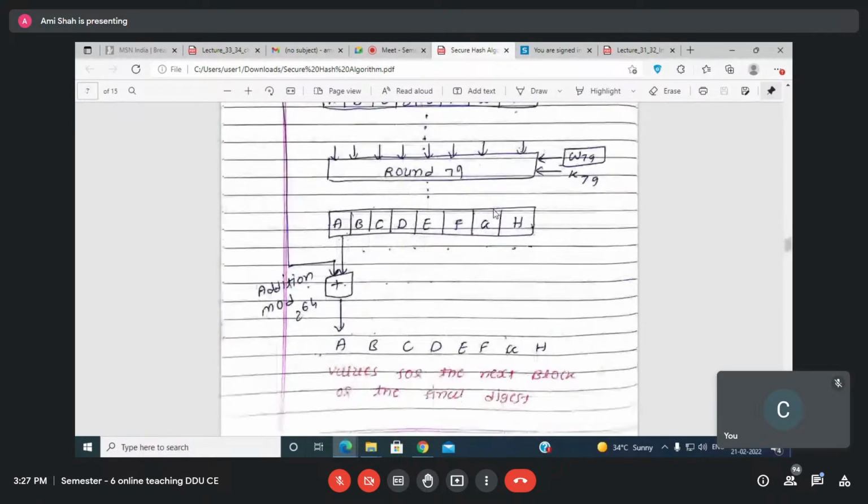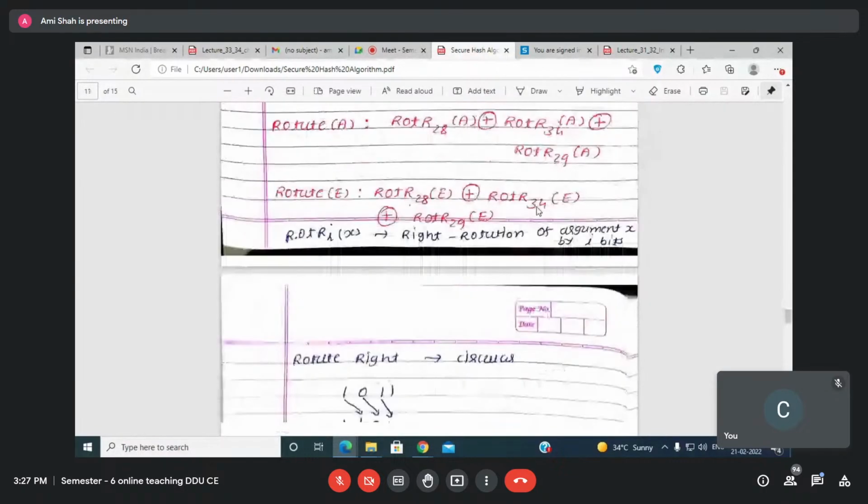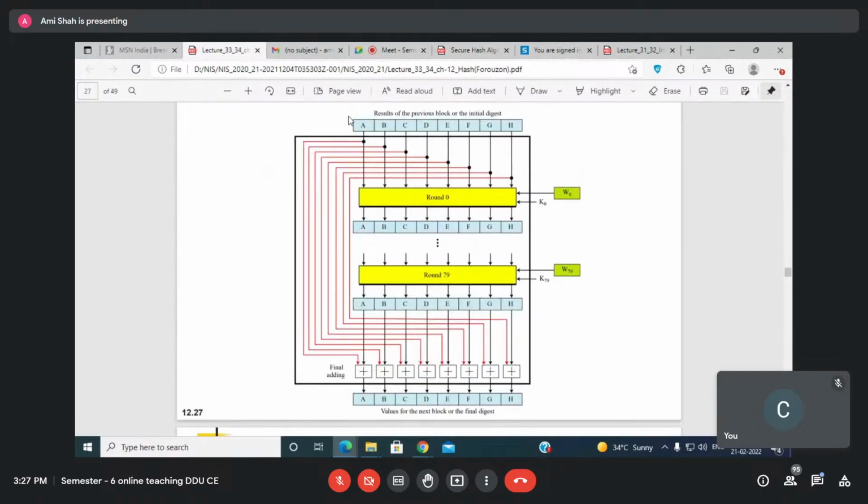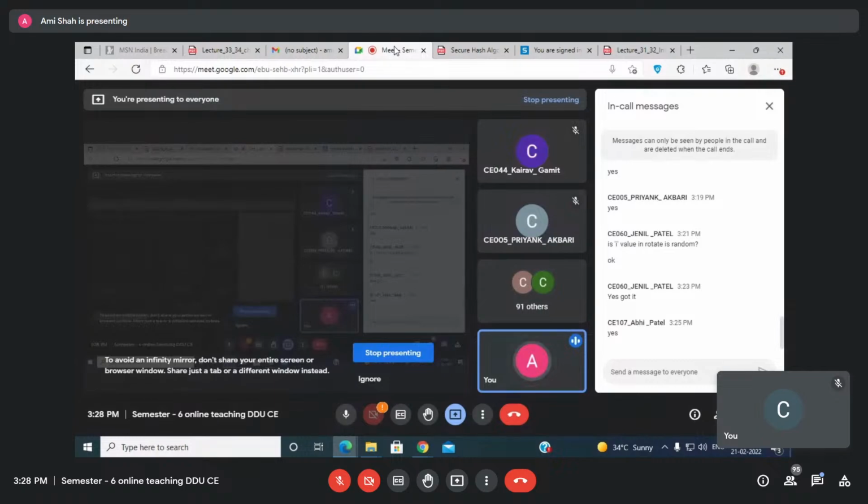So that's why the concept of word expansion is needed. You have only 16 words, right? Each block contains 16 words of 64 bits, but a total of 80 rounds are there. So what we require is a word expansion, because after round 16, in round 17, which word is used? For that you have to use one formula, and based on that you have to find that word. Up to this clear, everyone?